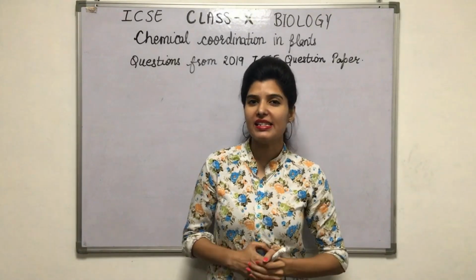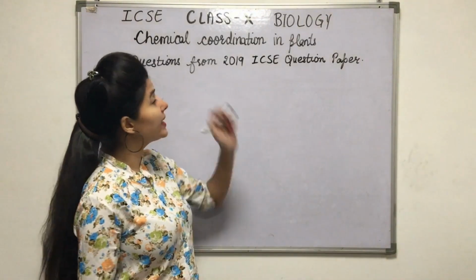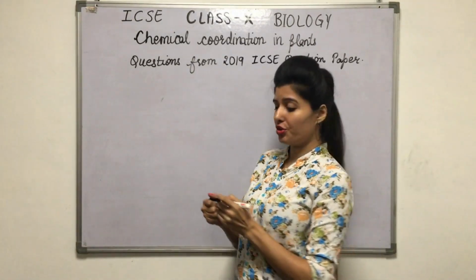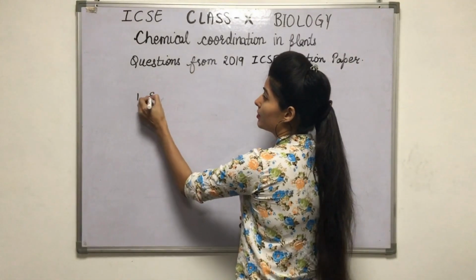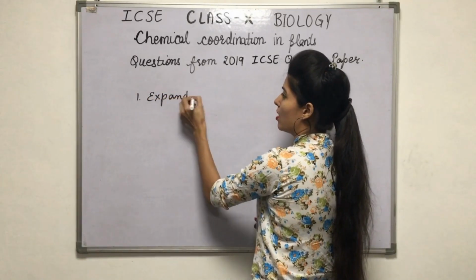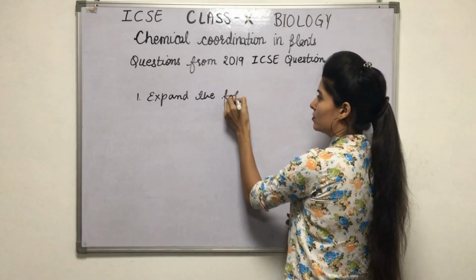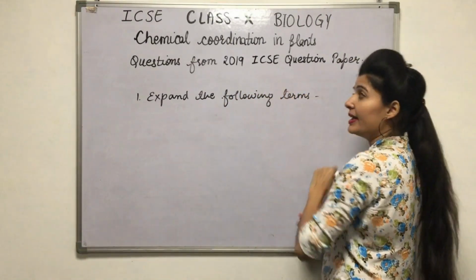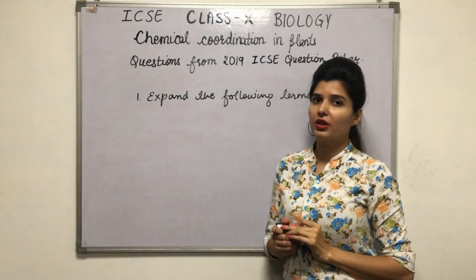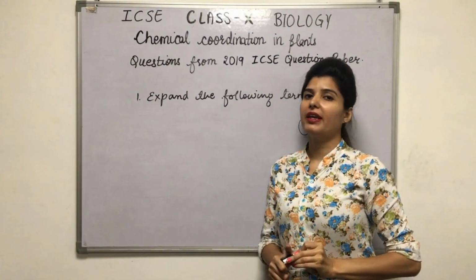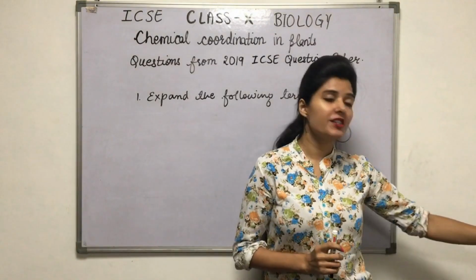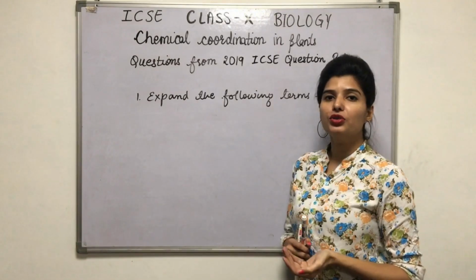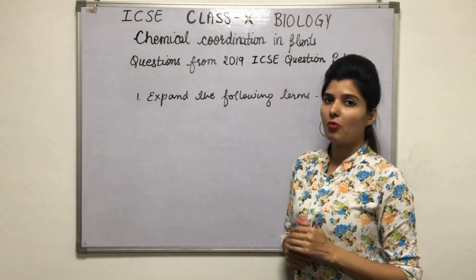Now students, let us see the questions that were there in the question paper of 2019. The first part was having a question of expanding the following terms. Yes, it might carry 5 marks in total, but from each and every chapter they can put one or the other term for expansion. So that was there. From the chapter, we are having many questions that can be given in the form of expansion.